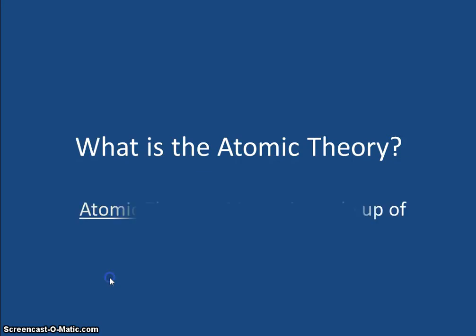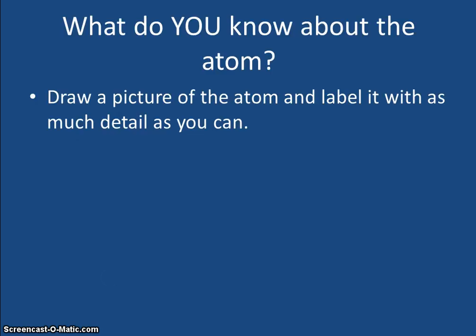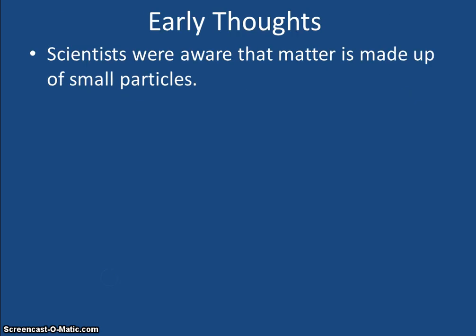The atomic theory is the idea that all matter is made up of fundamental particles, and the word fundamental is just a big word for small particles. So most of you know that the table that you're sitting at and the chair that you're sitting on are made up of little tiny particles, even though we can't see them. And you don't have to actually draw the picture, but hopefully you're familiar with the idea that some particles make up the atom, and today we're going to talk about some of those particles and how they're arranged in the atom.